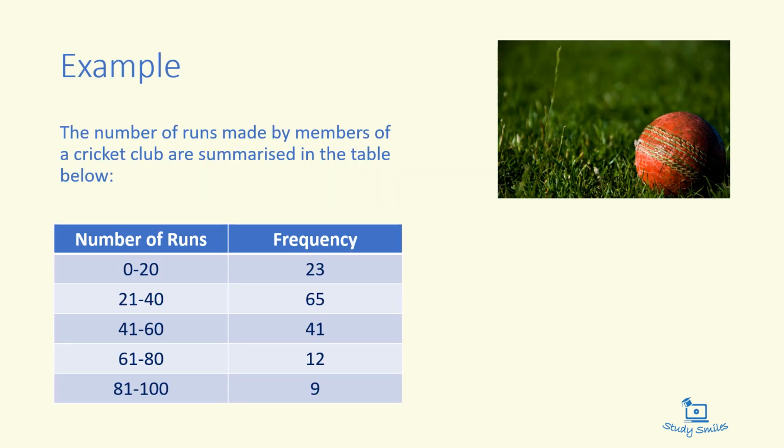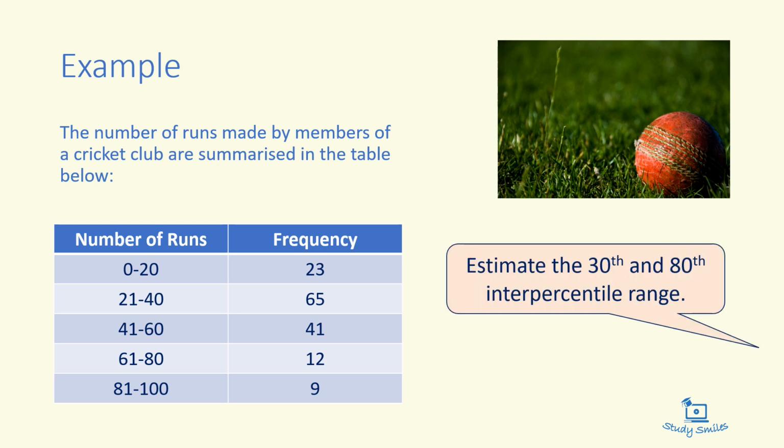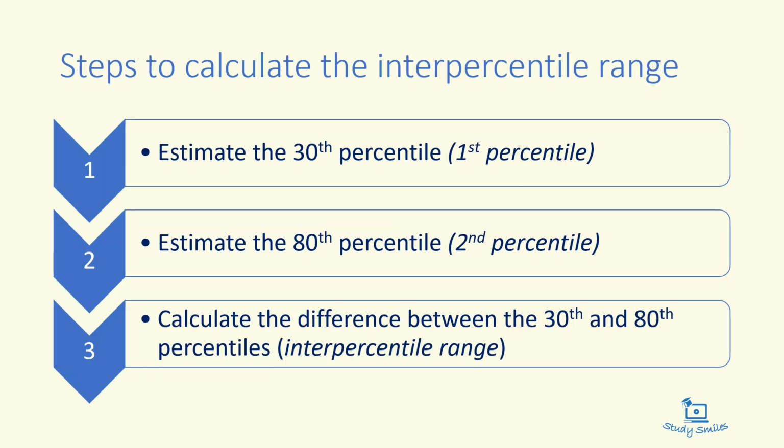Let's work through an example. The number of runs made by members of a cricket club are summarised in the table below, and we have a frequency table showing the number of runs in groups and the frequency for each group. We are asked to estimate the 30th and 80th interpercentile range. So the steps we need to go through to answer this question is firstly to estimate the 30th percentile, then estimate the 80th percentile, and finally calculate the difference between the 30th and 80th percentiles, which will be the interpercentile range.